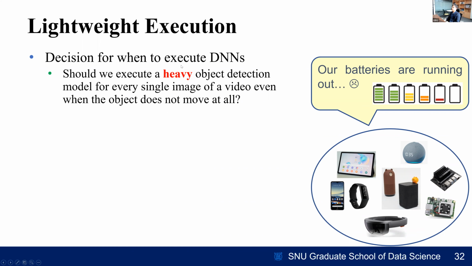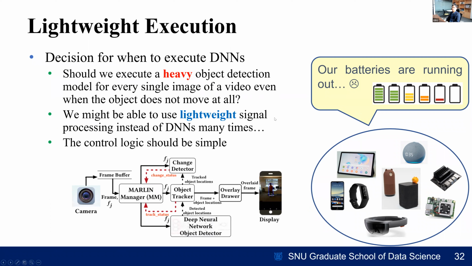So instead of running the heavy object detection model for a new given image, maybe it is more useful to just reuse the previous detection result, right? We can copy the result and reuse it for the current image. That's enough because the object does not move at all, right?